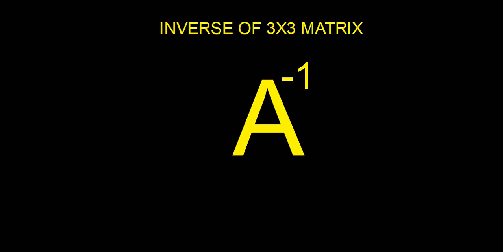Hi. Today we are going to discuss how to find the inverse of a 3 by 3 matrix. I'll move to one example. First, take one example. Say capital A is a 3 by 3 matrix: 1, 3, 1, 0, 4, 1, 2, minus 1, 0. So this is a matrix.